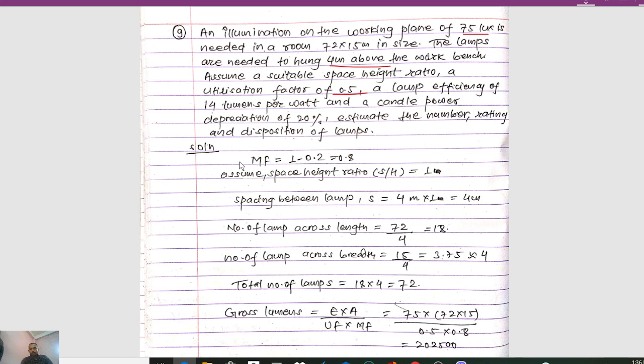So to calculate MF, we have MF equal to, here 20%, so 1 minus 0.2 means 0.8, it will be the maintenance factor. Similarly, assuming a space height ratio as 1, the spacing between lamps will be S equals space height ratio into height, and height is given as 4 meters, so 4 into 1, so we'll get here 4 meters. Now the number of lamps across the length: length is given as 72 meters and spacing is given as 4 meters, so the number of lamps will be 18.